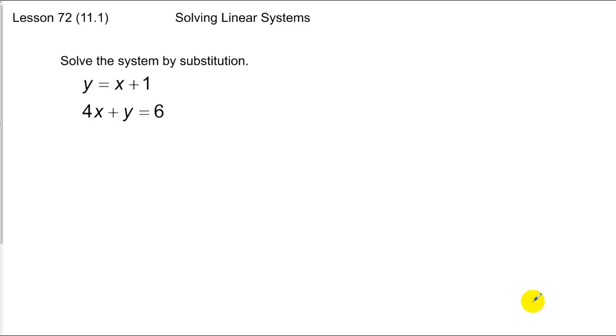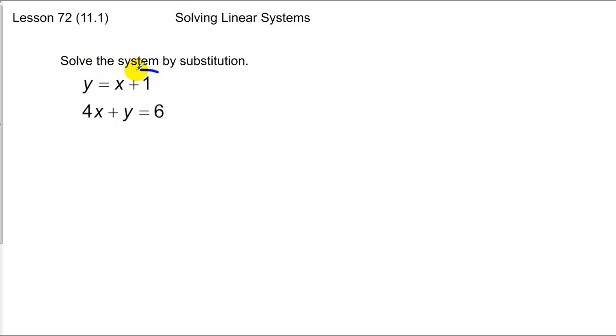Today we talk about solving linear and three-dimensional systems. Let's start with the linear systems. This is basically a review of Algebra 1, but in order to move forward, we've got to do this. So you'll see here we've got a system. We want to solve that by substitution.